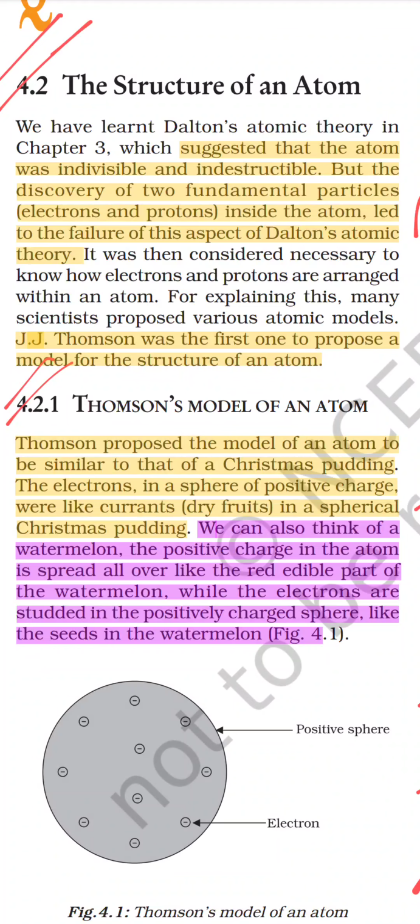Thomson proposed the model of an atom to be similar to that of a Christmas pudding. The electrons in a sphere of positive charge were like currants, dry fruits, in a spherical Christmas pudding.